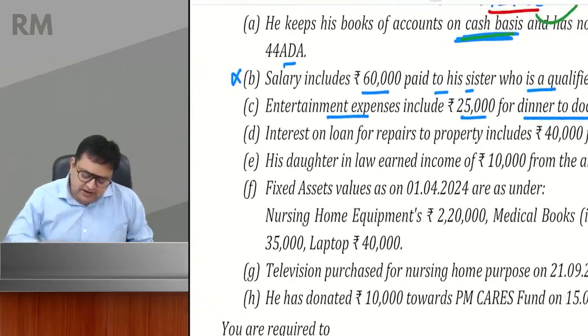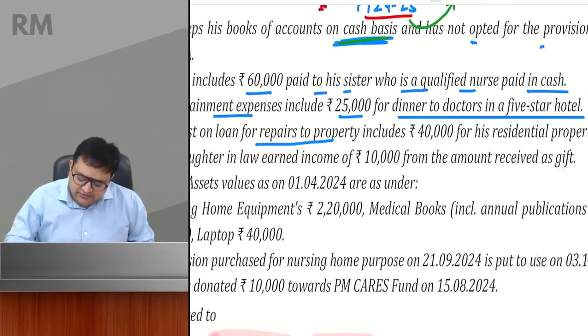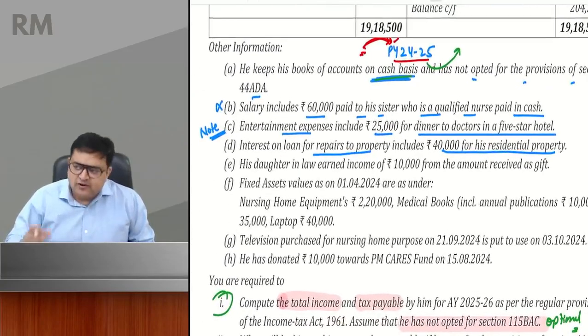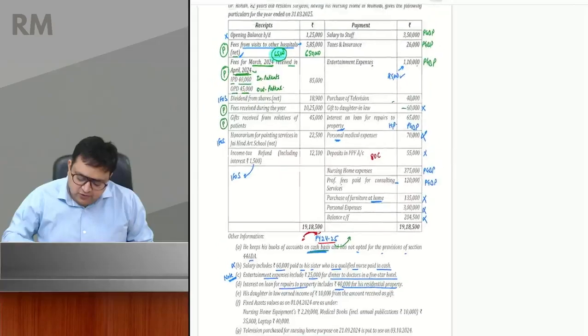So we don't have to do anything of C, just a note. It is just a disclosure that is required. That's it. Interest on loan for repair of property includes 40,000 for his residential property. For his own residential property, he has paid 40,000 rupees. So tell me interest on loan.